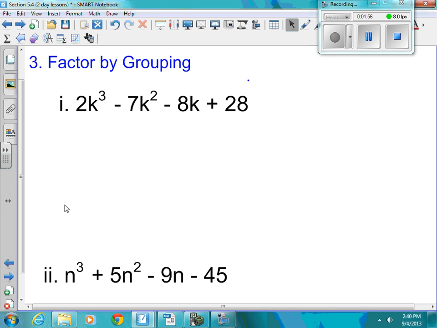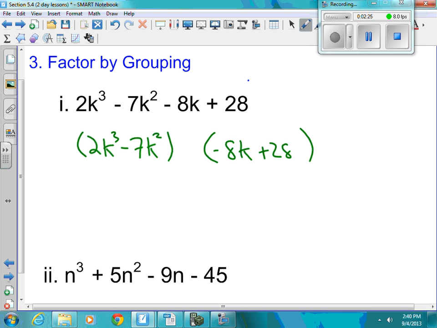So the monomial, you just want to think about that first. It's going to make your life a lot easier if you factor out monomials before you get started. So let's factor by grouping. This is what you do. You put it in standard form, and then we group them. We take the first 2 terms, 2k cubed minus 7k squared, and put them in parentheses. And then minus 8k plus 28 in parentheses.